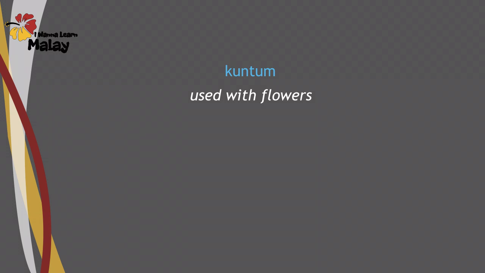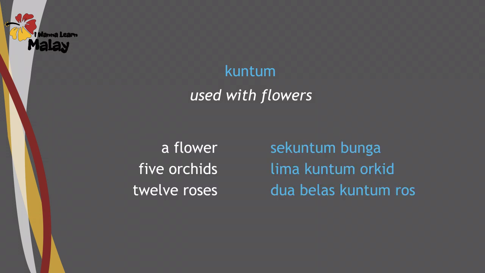Next penjodoh bilangan is for flowers. This is just specifically for flowers. And it is the word kuntum. Kuntum. It means a bud. So a flower would be sekuntum bunga, or a bud of flower. 5 orchids, 5 kuntum orchid. Or 12 roses, 12 kuntum ros. So this is for individual pieces of flowers.